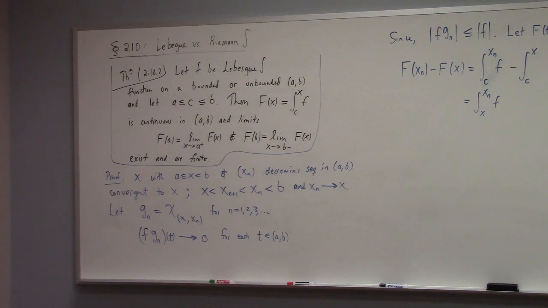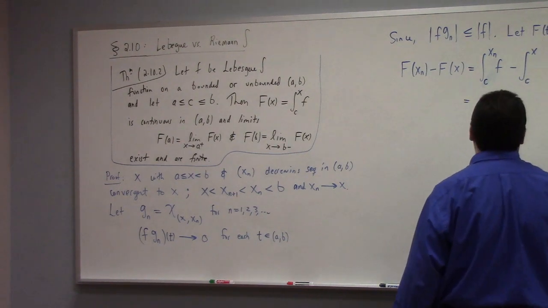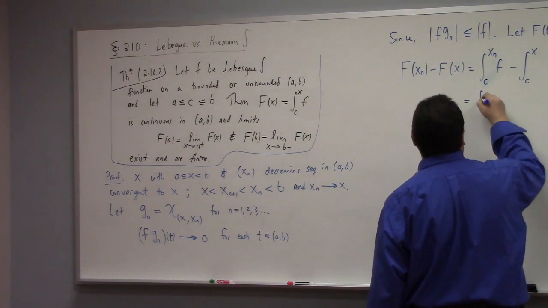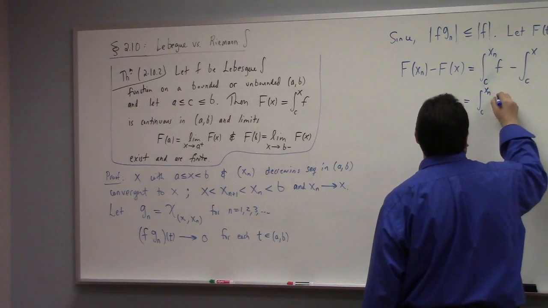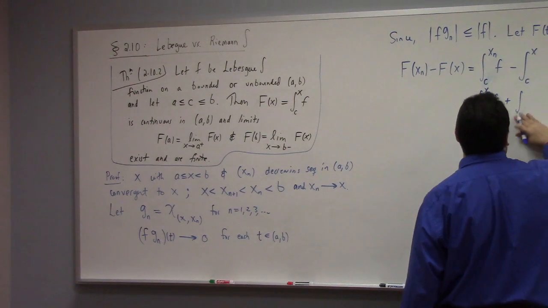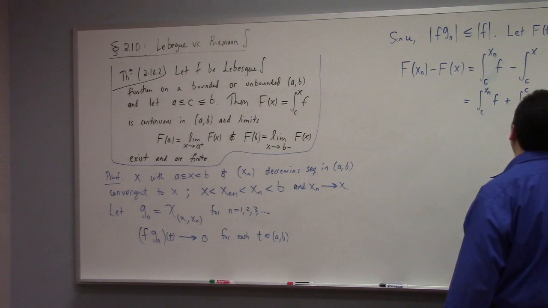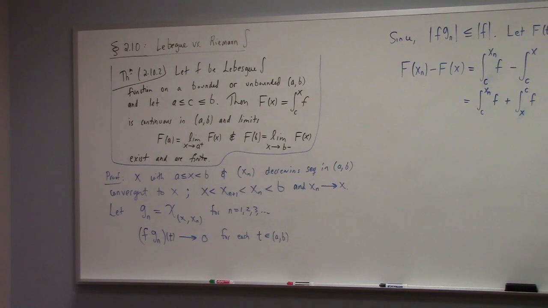All right, well, let's suppose we don't do that. Then this would be the integral from C to Xn of F plus the integral from X to C, rather, if you flip the bounds. And supposing that C is between Xn and X, can I assume that? This feels all wonky to me.